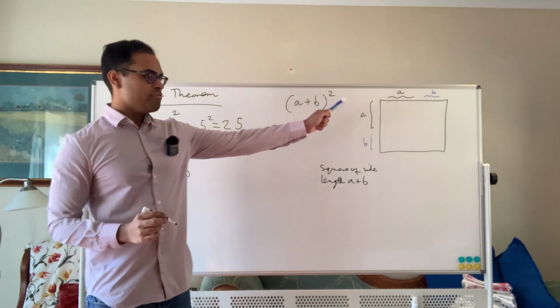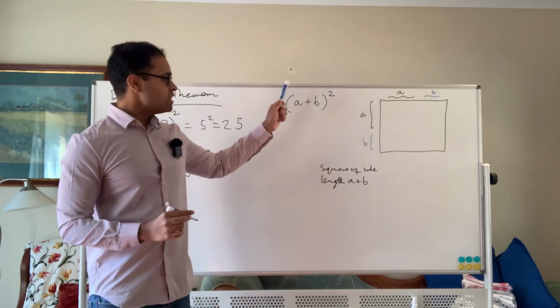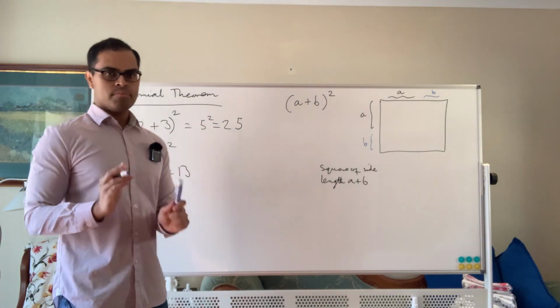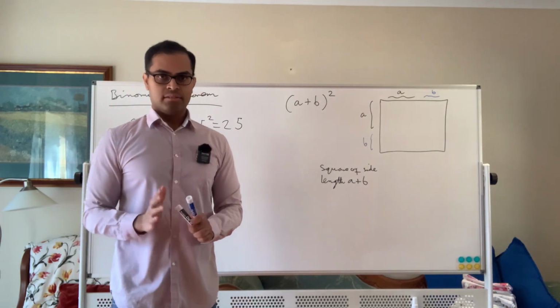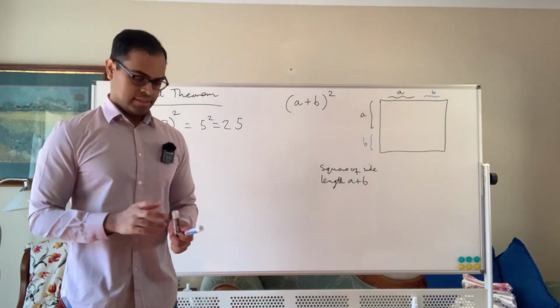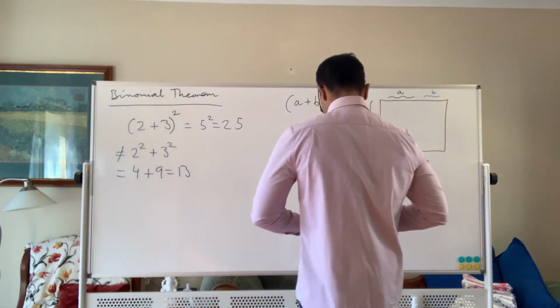And we're going to try to find the area of that square, and that's going to lead us to the binomial theorem. So this is going to be really cool. I'm going to split up the square into 4 rectangular pieces. Now the pieces are going to look like the following.